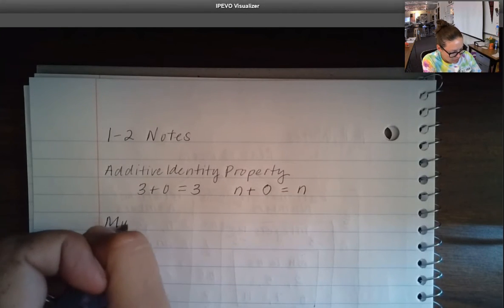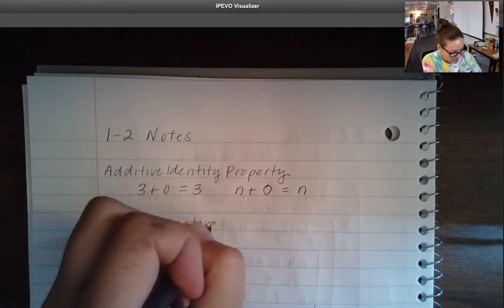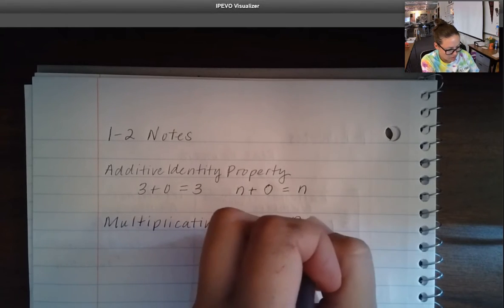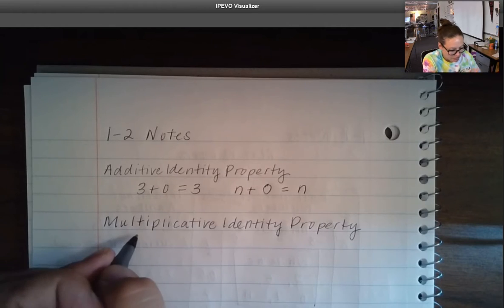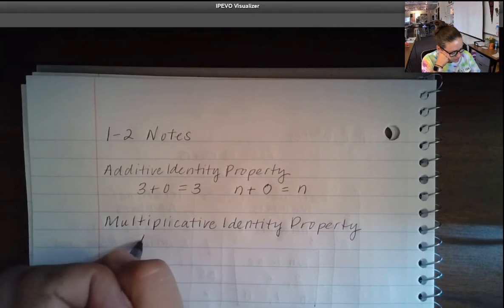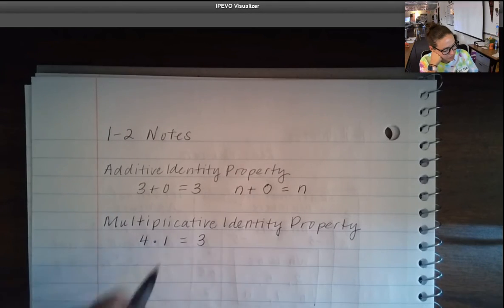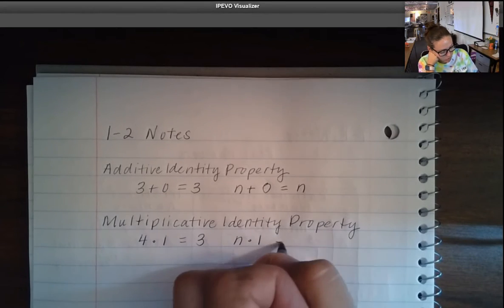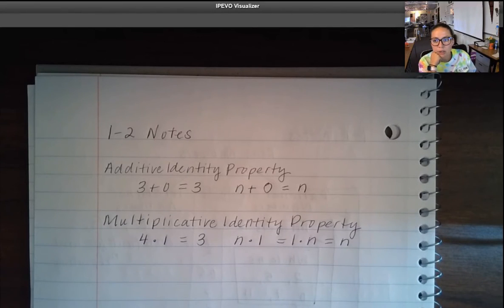Next is the multiplicative identity property, which says that if I multiply something by 1, I still get that same number. So in general, any number times 1 or 1 times any number is still that number. All right.